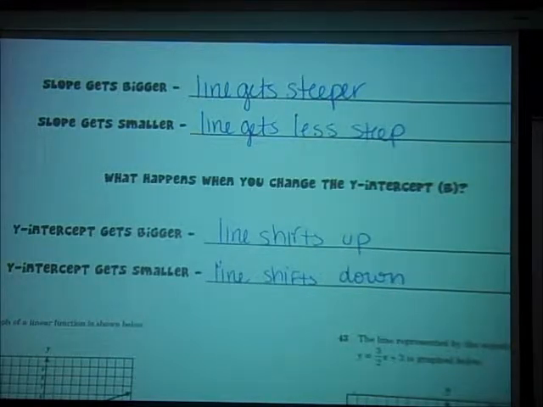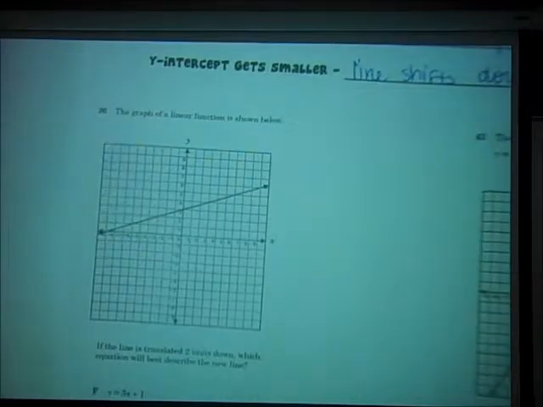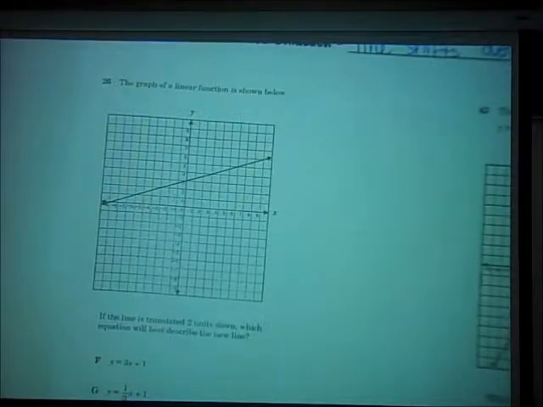Okay, so we got two questions down here. Number 26, I'm sorry. The graph of the line of a linear function is shown below. If the line is translated 2 units down, which equation will best describe the new line?